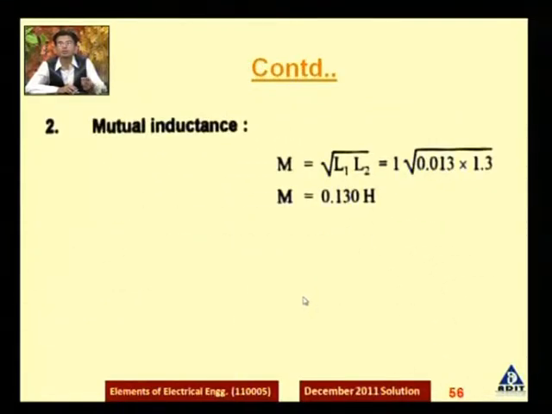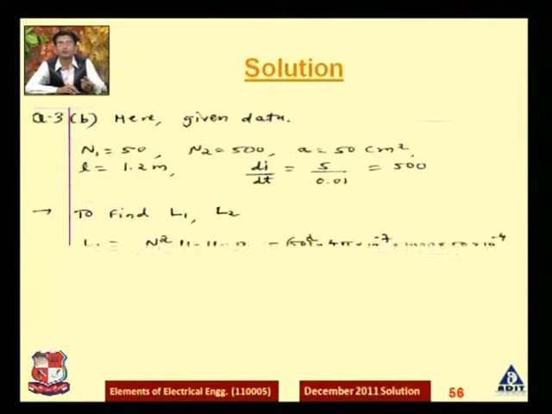Now to find out the mutual inductance, you know the formula that with the coupling coefficient, M or the mutual inductance is equal to under root L1 into L2. So by putting the values, you will get 0.130 Henry as the mutual inductance that is achieved between the two inductors when you put them in the circuit.